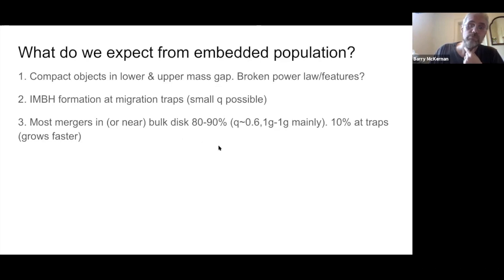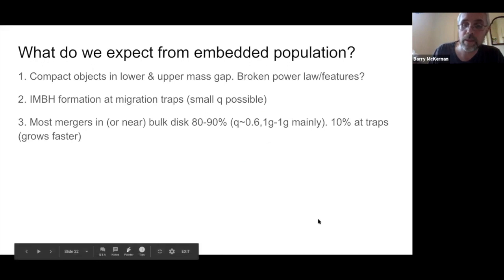So, most mergers are going to be in the bulk disk, not at the trap. So this is going to be the base of your hierarchical model pyramid of mergers. So most of your mergers are going to be low mass coming together. The tip of your pyramid is going to be your intermediate mass black hole formation events. Okay, cool.